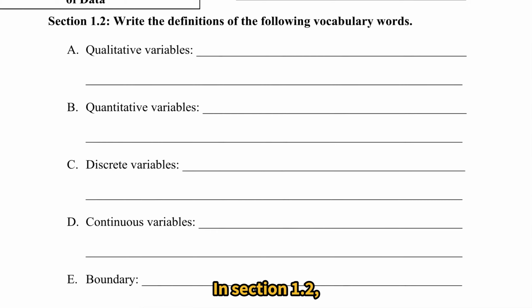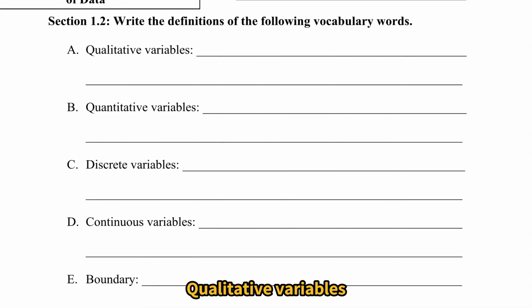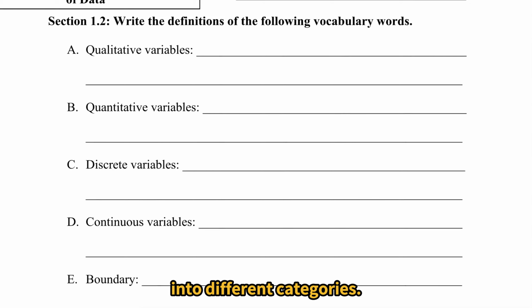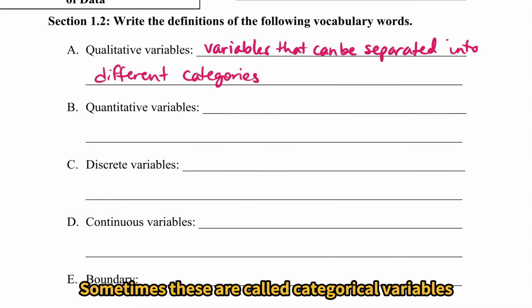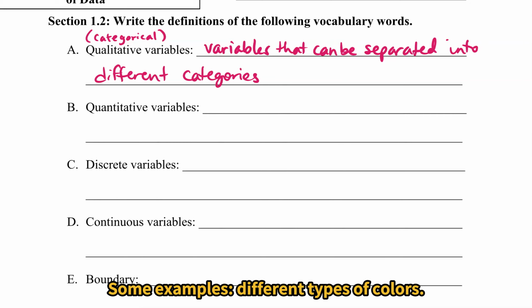In section 1.2, we've got some more vocabulary words to cover. Qualitative variables are variables that can be separated into different categories. Sometimes these are called categorical variables to indicate the categories. Some examples: different types of colors.